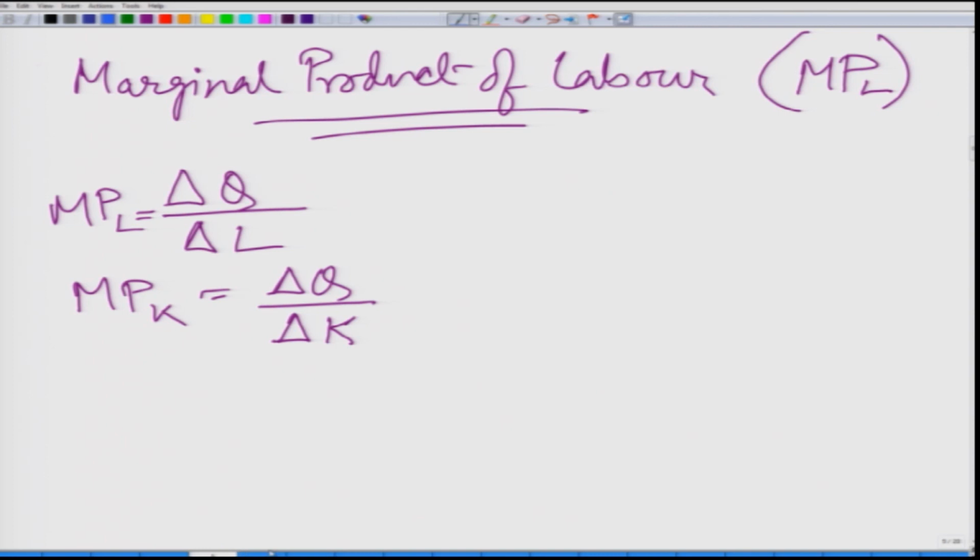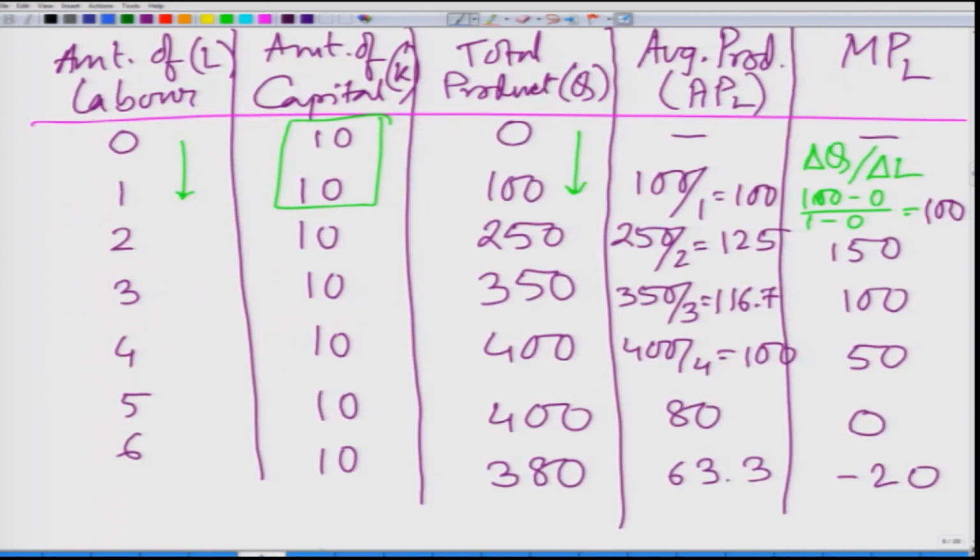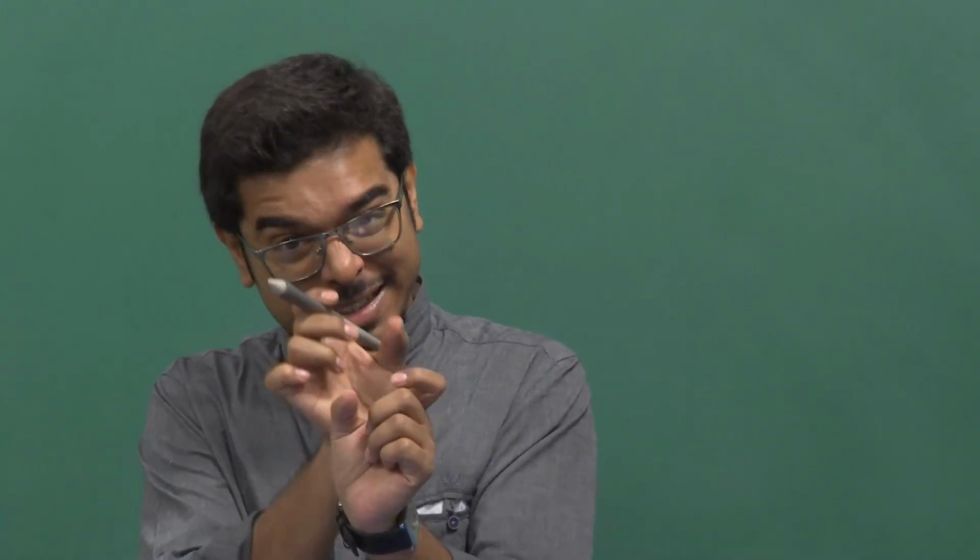An average product curve, if you see here, again increases from 100 to 125 and then it falls, right? 125 to 116.7, 80, 63.3. But even if the marginal product goes negative, average product does not go negative, because the total product is never negative. Marginal product can be negative because it is showing the change. Change can be negative, but the total product, even if it is falling, can at most be 0 if they stop operating, but it cannot be negative. A total product is an absolute number, so it is non-negative.